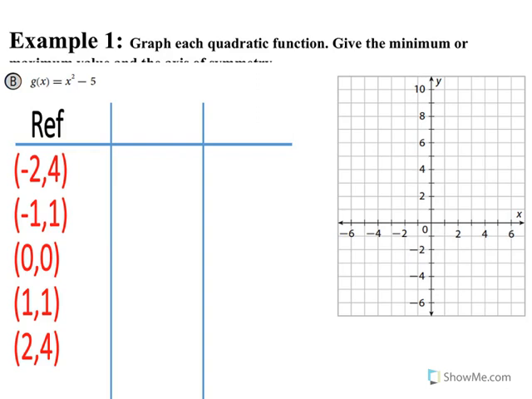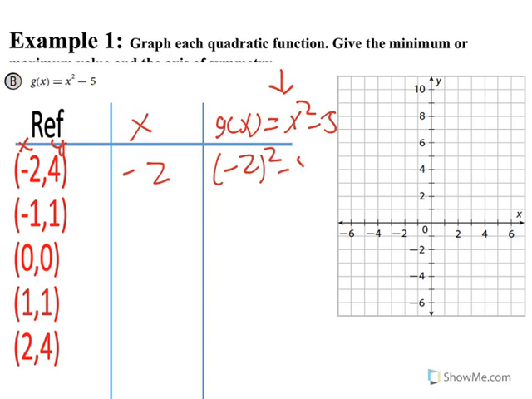Right, so here is our first example, the graph of g of x equals x squared minus 5, which means that we're expecting the graph to translate 5 units down. So let's go through this. This is x, and this is our g of x, x squared minus 5. This is x, and this is y. Then our reference point negative 2, 4: negative 2 squared minus 5, so 4 minus 5 gives us negative 1.